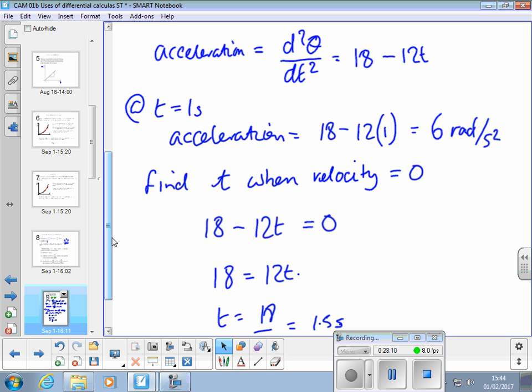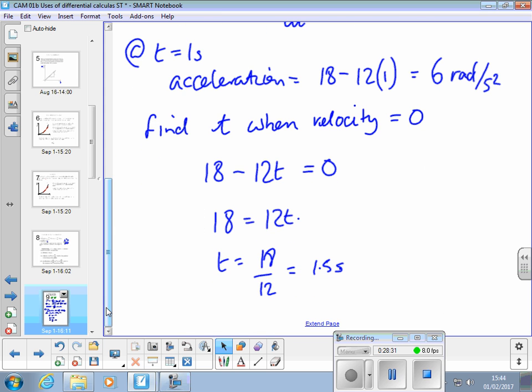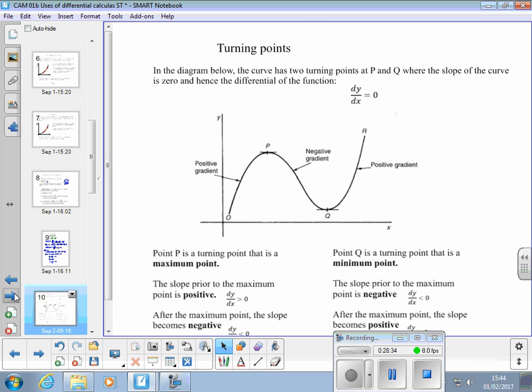So from displacement, differential gives you velocity, and differential again gives you acceleration. Bear in mind this is to give just a little overview about what you could use this maths for.